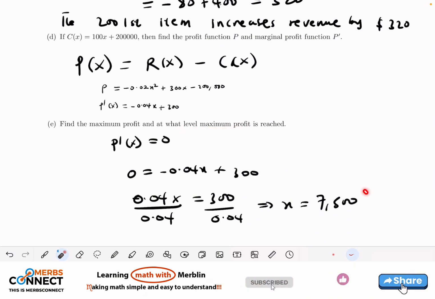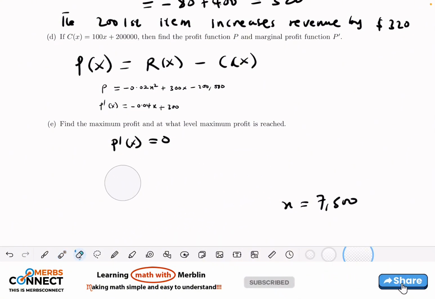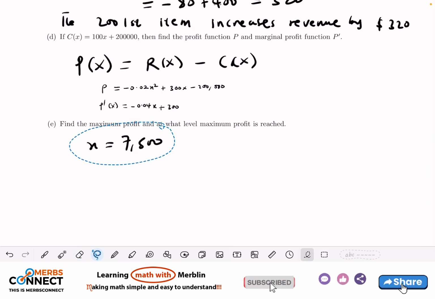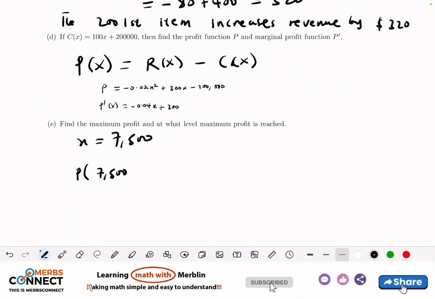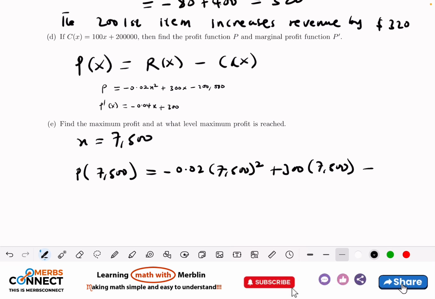So the level is now, let's plug this inside the P, and that's all. We are done. So we have gotten x to be this. So this is our x, which is the maximum profit. So we want to look at the level. So the level here will be P of 7,500, which will be equal to minus 0.02 times 7,500 squared plus 300 times 7,500 minus 200,000. Good. So that's what we need to do.